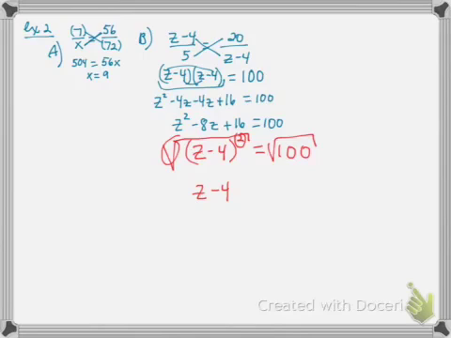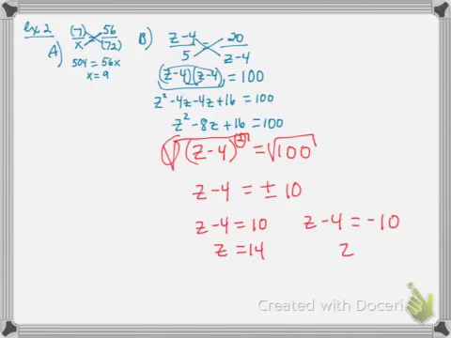The square and the square root undo each other, and what you're left with is what's inside. I get z minus 4 equals plus or minus 10, and I write out two answers. Z minus 4 equals plus 10, and z minus 4 equals minus 10. And that's what this little thing is right here. My final answer is z equals 14 for this side, and z equals negative 6 for this side.